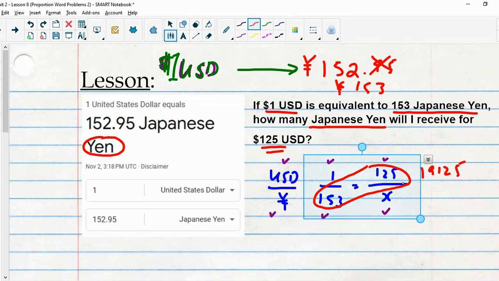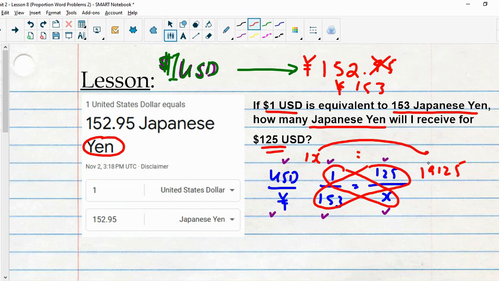That is 19,125 yen, right? So that's a lot, right? Sounds like a lot. I know. We'll talk about that when I come back. All right? What's one times what? I got to fix something. One times what gives you 19,125? Yeah, that's it. This number, right? So our answer is 19,125 yen. That's how much we're getting back.